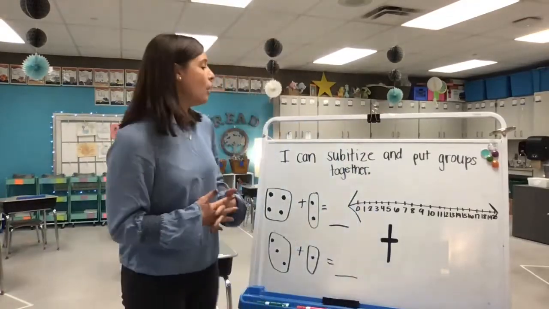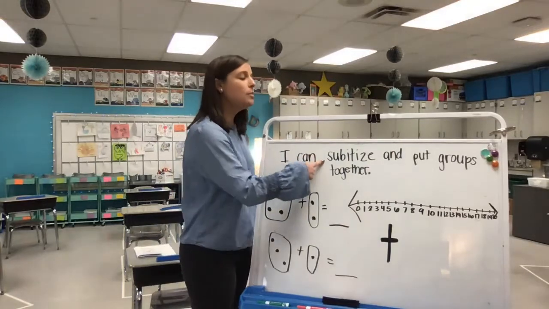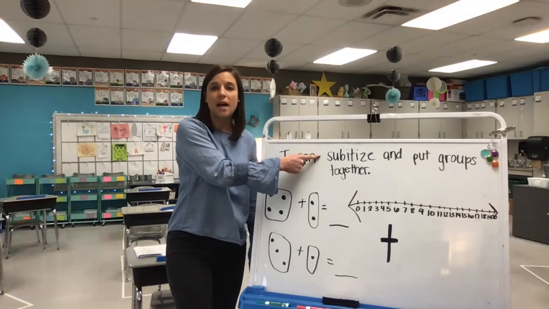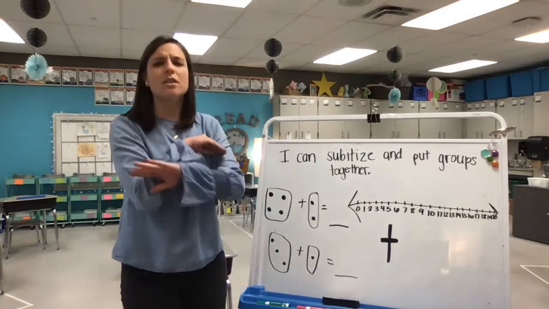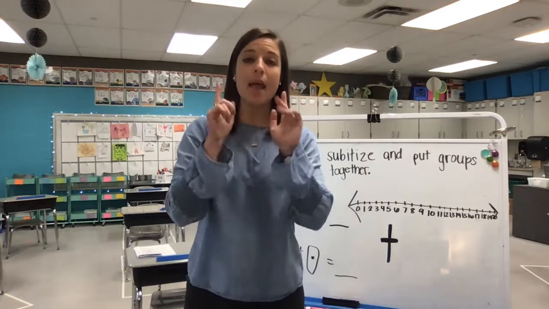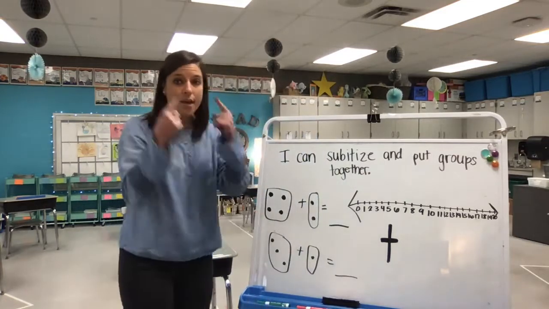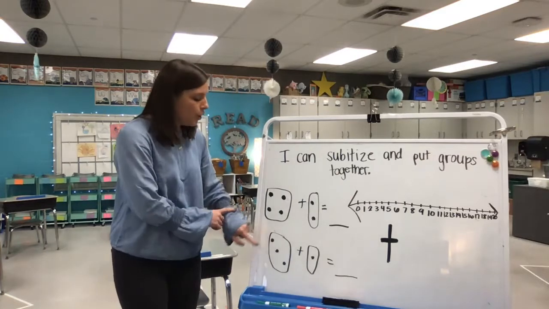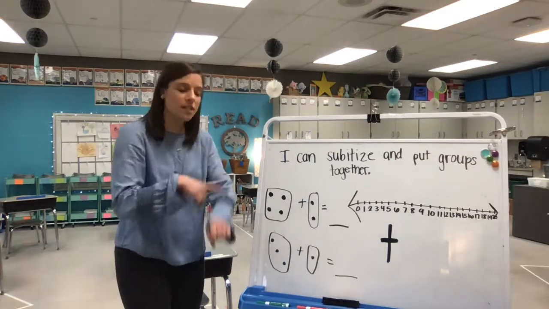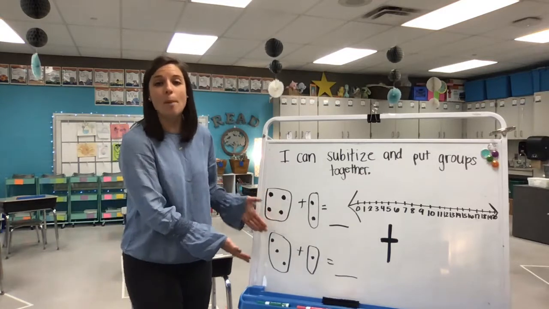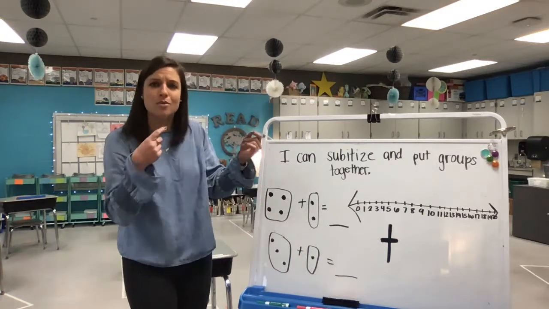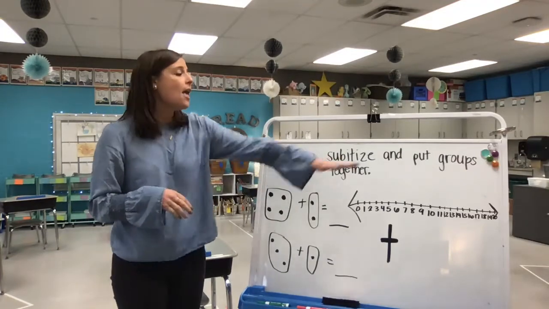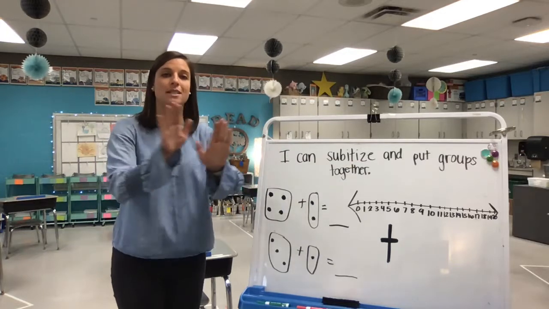Today for math, we're going to work on our learning target that says I can subitize and put groups together. So let's look at the first word, subitize. What does it mean to subitize? We talked about this a lot. It means as soon as your eyeballs see it, your brain knows it, right? You don't have to sit here and count 1, 2, 3. You can just look at it right away and say, oh, my eyeballs see it, my brain knows it. I've trained my brain. So that is subitizing. So we're going to practice subitizing today, and we're going to practice putting groups together.